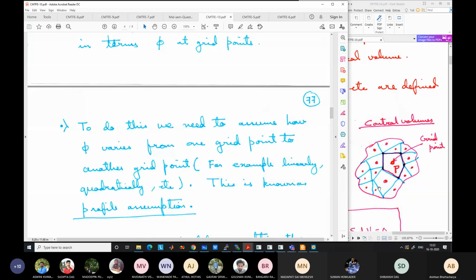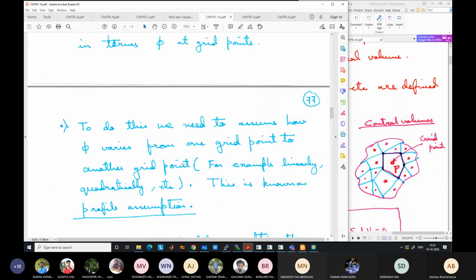Okay, this is an assumption. There is no hard and fast solution. We don't know the solution even. We are just assuming some variation, like linear variation or some other variation. So we need to assume how phi varies from one grid point to another grid point. It can be linear, quadratic, constant.